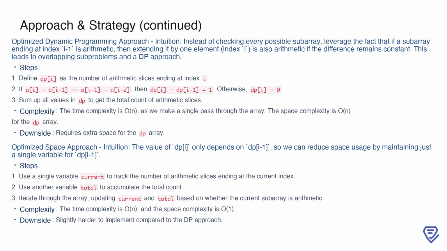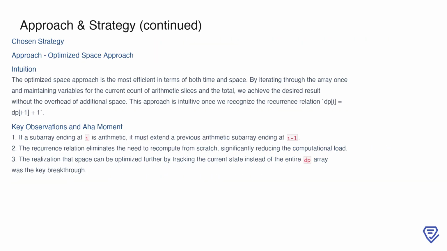implement a space-efficient variation. By maintaining a single variable for the current state and another for the total count, we achieve the same result with a time complexity of O(n) and a space complexity of O(1). This makes the optimized space approach both efficient and practical for implementation. The strategy we ultimately select is the optimized space approach, as it offers the best balance between efficiency and simplicity.